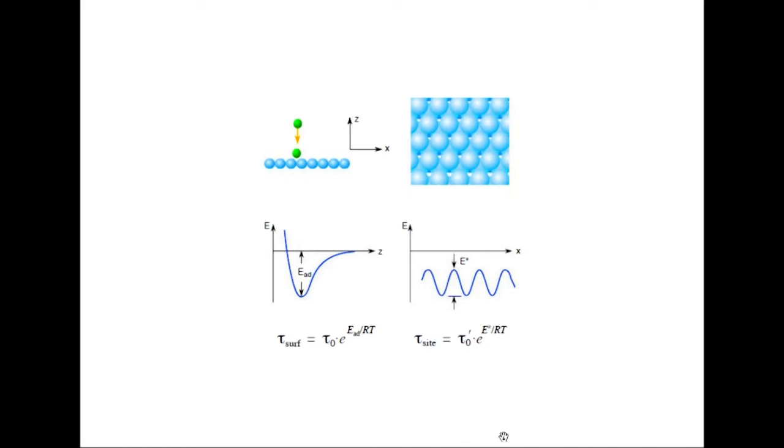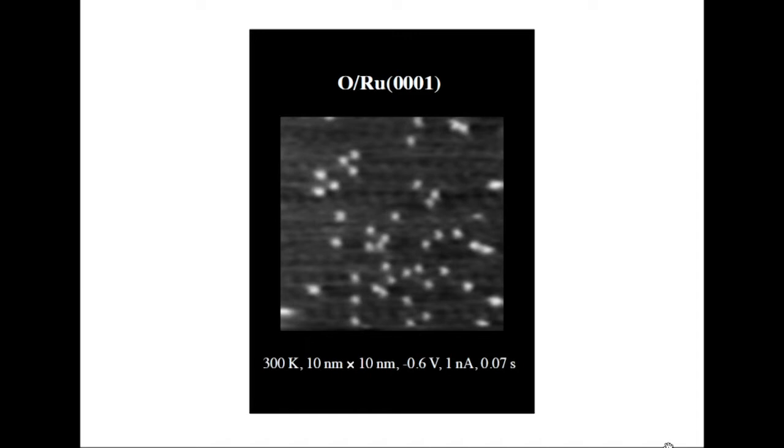And if you now look at a situation at room temperature, this is a number of oxygen atoms on a ruthenium surface at room temperature, and this is a snapshot taken in 70 milliseconds. The oxygen atoms are randomly distributed, as we assume, but they are now moving because the temperature is high enough that they can diffuse around. The next figure would now be a film, which is not there, where you can see how these particles jump around. On average, they stay about 60 milliseconds at a certain site.